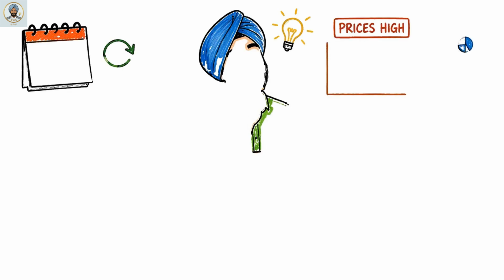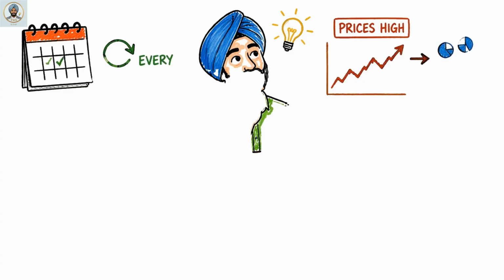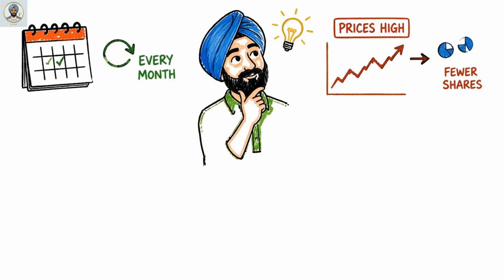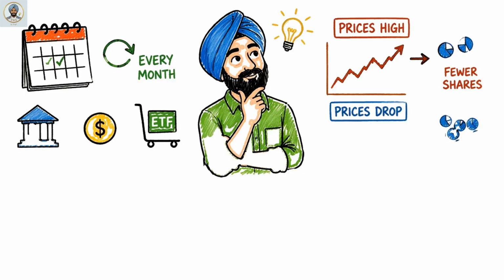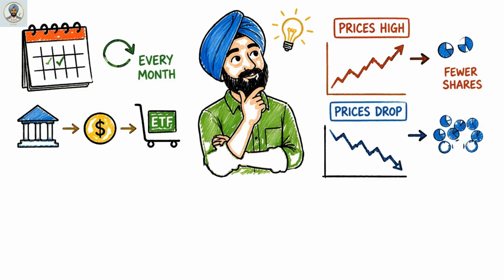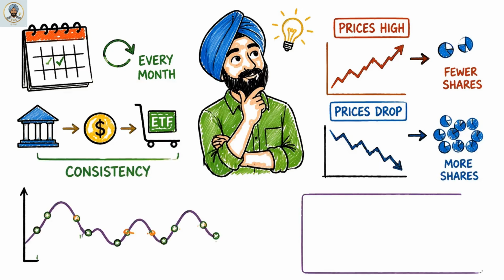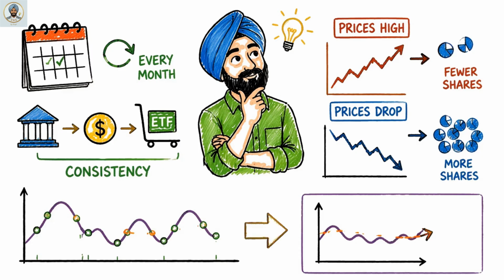This strategy is called dollar cost averaging, or DCA. You invest the same amount consistently, every month, every paycheck, or every week, no matter what the market is doing. When prices are high, your money buys fewer shares. When prices drop, the same amount buys more shares. Over time, this can help lower your average purchase cost.